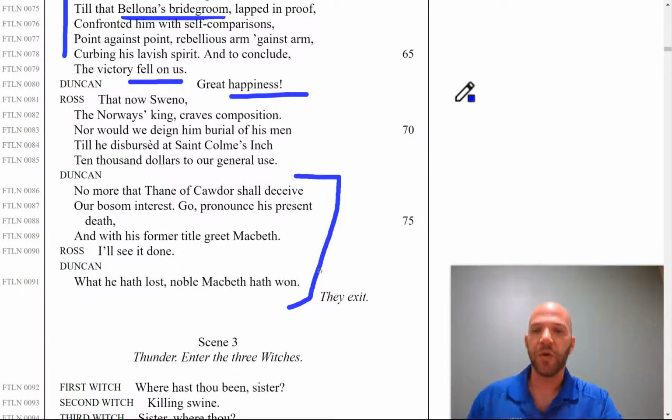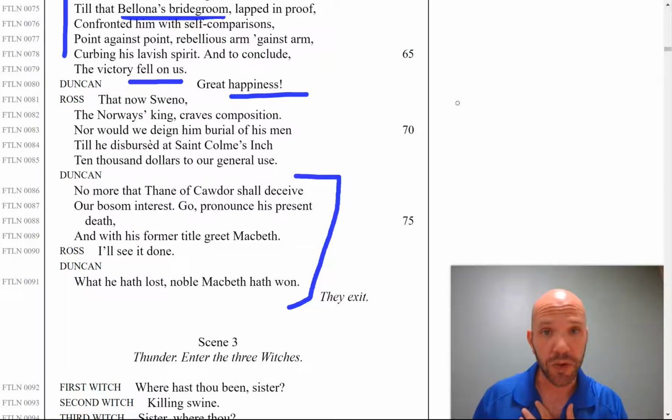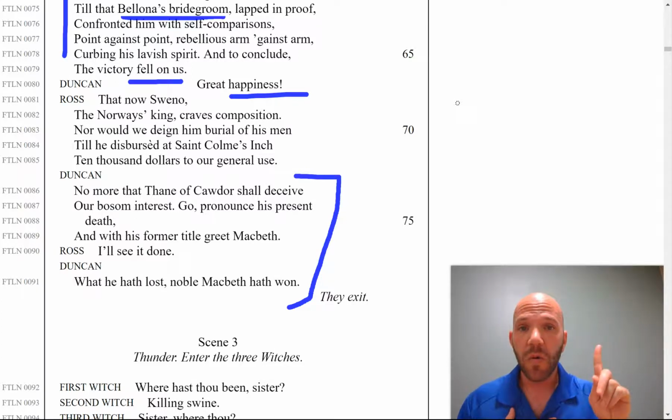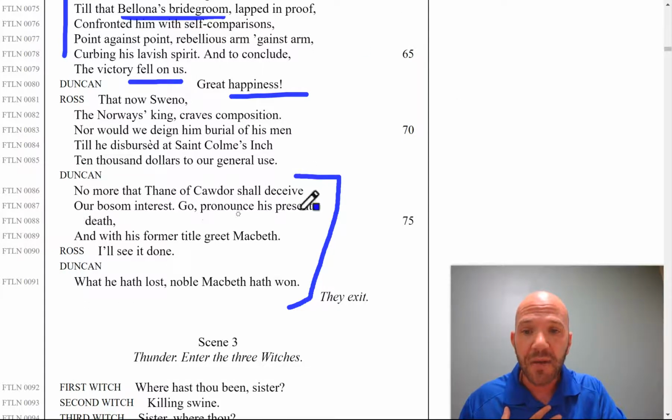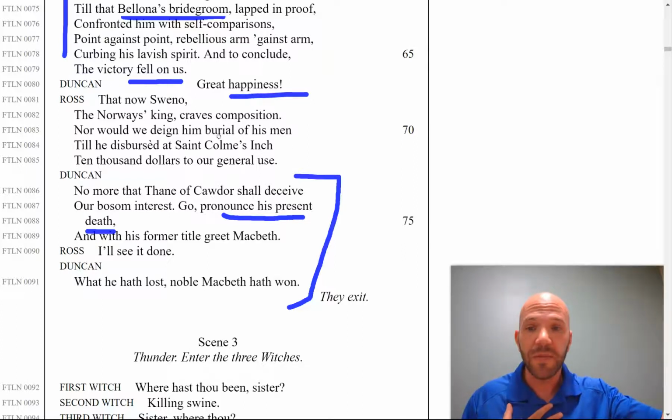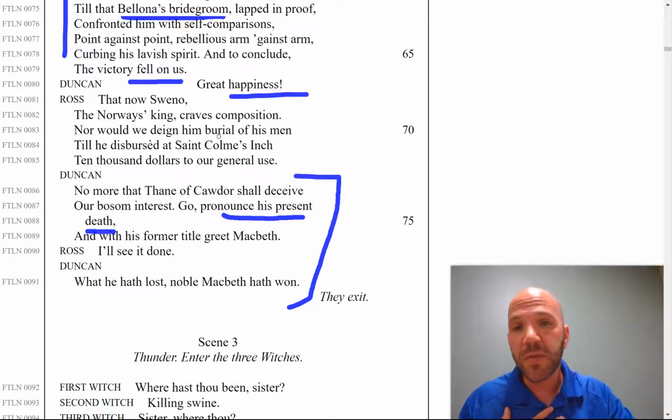So this is the last thing. Okay. Duncan says, "No more that Thane of Cawdor shall deceive our bosom interest." Our is the royal we. He's talking about himself, and he's saying, well, now that I hear about the Thane of Cawdor being a traitor, he will no longer deceive my interest of my heart. All right, that's what he means there. All right, he's done. Go pronounce his present death, meaning, yeah, let's execute him. Okay, go announce that he is now officially going to be executed. And with his former title, greet Macbeth.